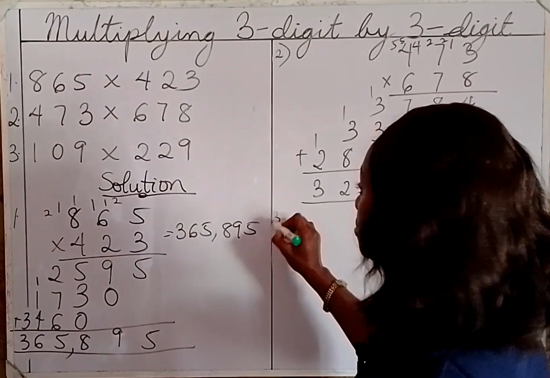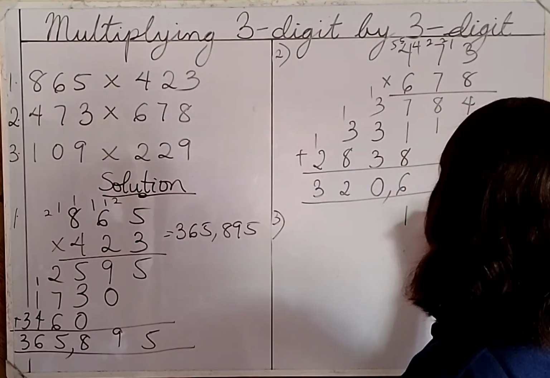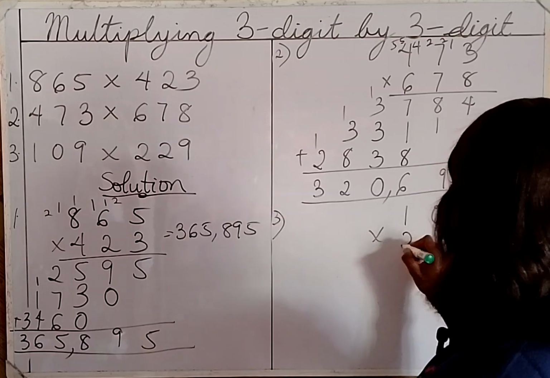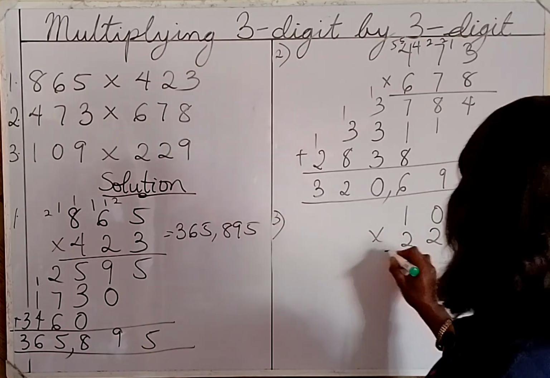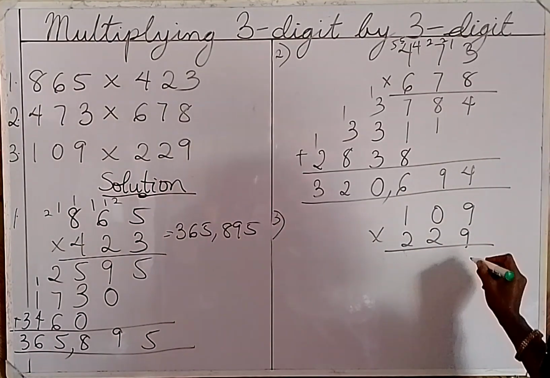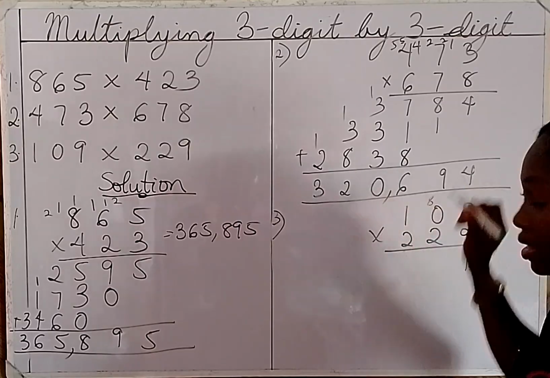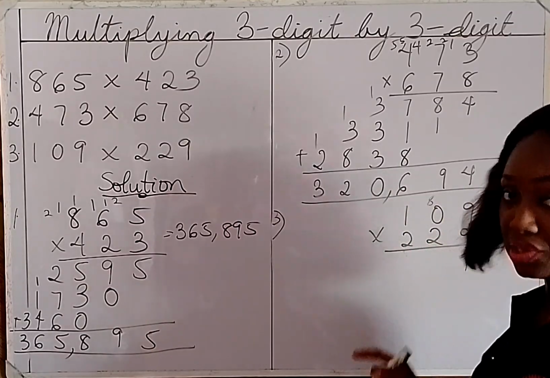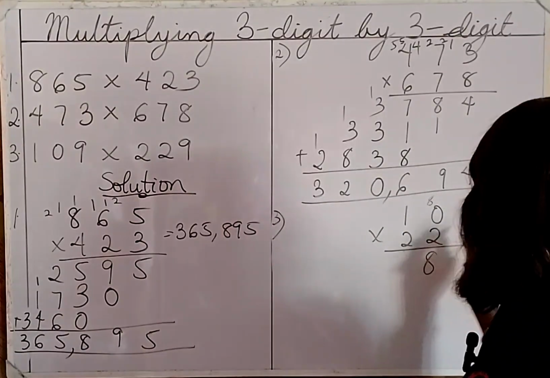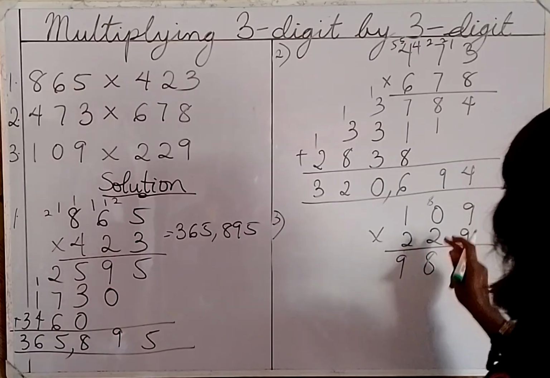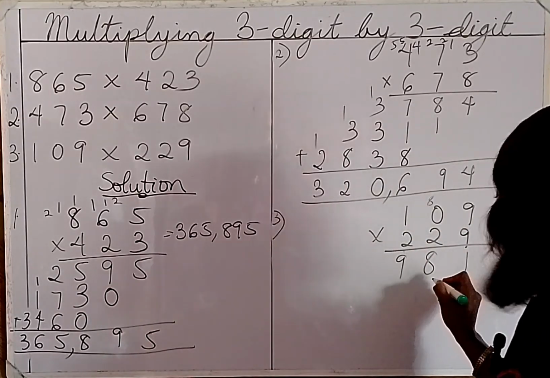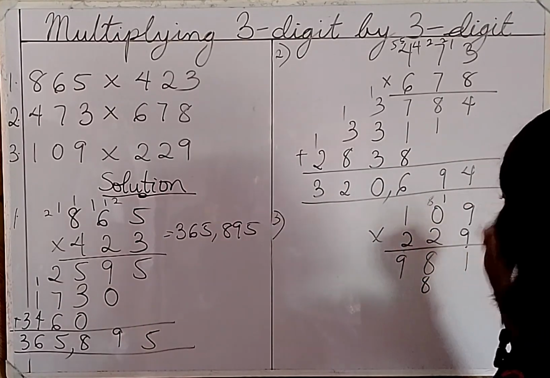Now, question 3. We have 109 times 229. 9 times 9 is 81. Write down 1, carry 8. 9 times 0 is 0. Plus 8 is 8. 9 times 1 is 9. 2 times 9 is 18. Write down 8 and carry 1 up here.